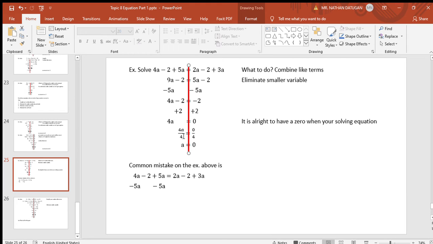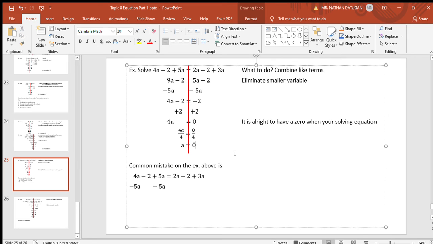4a divided by 4 is a. And since we divide the left side by 4, you have to divide the right side by 4. Now, what is 0 divided by 4? It's 0. So that means we can still divide this. 0 divided by 4 is 0. So your answer is a is equal to 0.